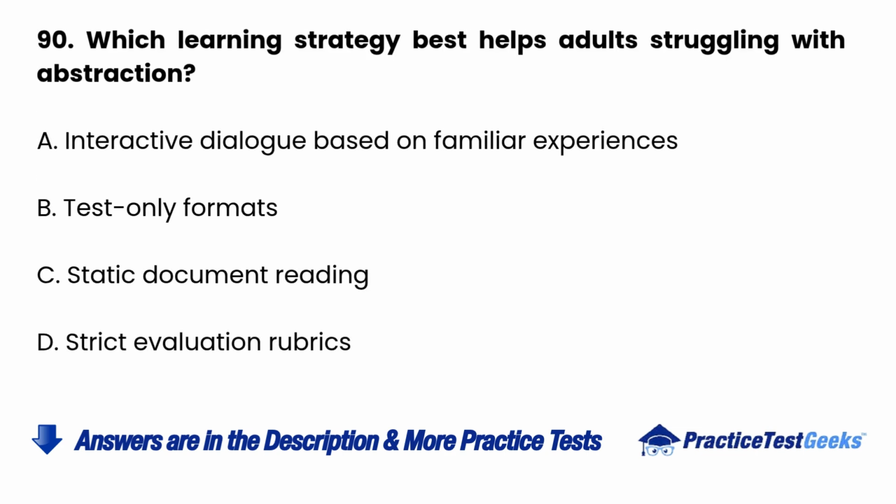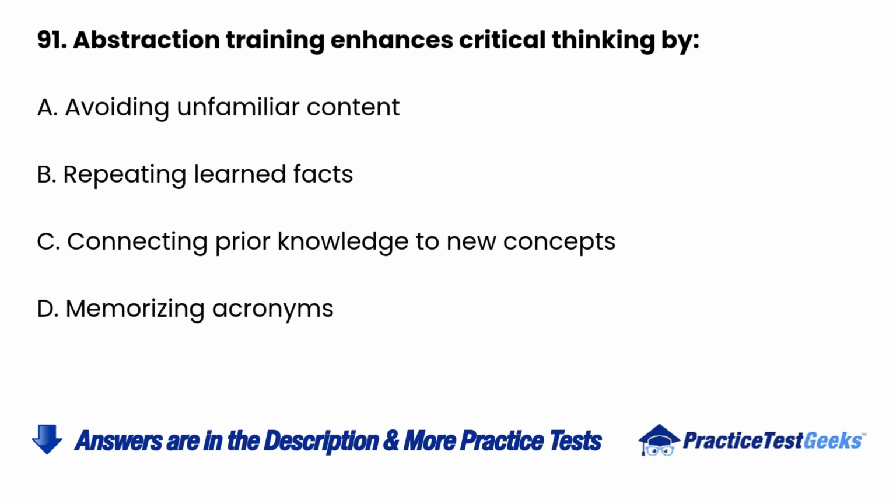90. Which learning strategy best helps adults struggling with abstraction? A. Interactive dialogue based on familiar experiences. B. Test-only formats. C. Static document reading. D. Strict evaluation rubrics.